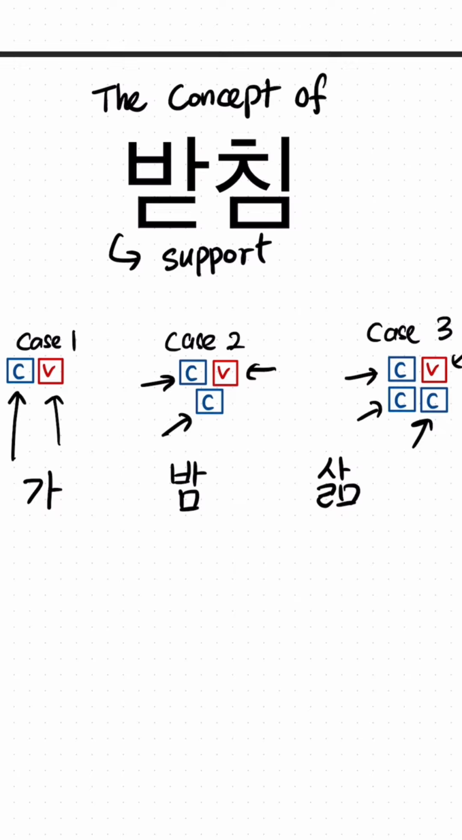Okay, so can you tell me if for case number one, is there any 받침 or not? Here basically the answer is no. And why is that? Because there is no second consonant to support this character. So for this case, it's no 받침.